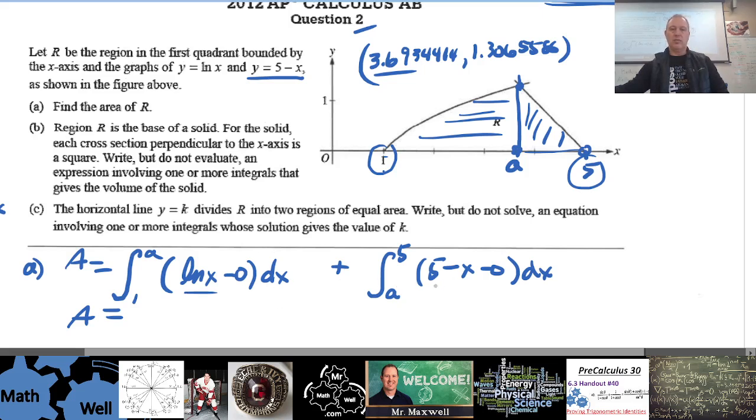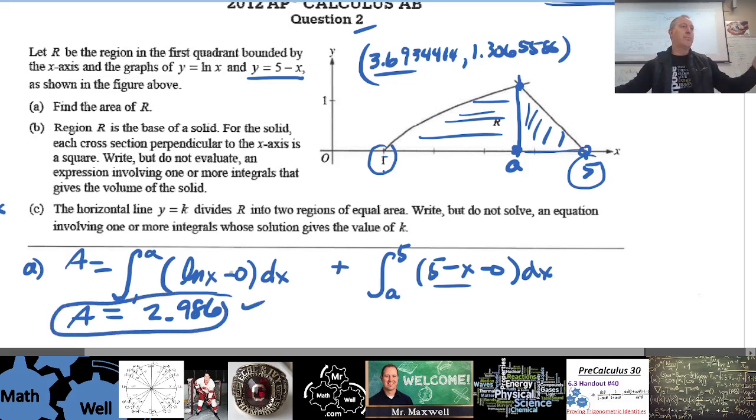And so our area there, without much ado, again, you can use your technology. This is easy to integrate by hand as well and evaluate. Should be about 2.986. Okay? So did you get that for an answer for A? We're all on the same page for A. Any questions about that? Okay. All right. So that's not too bad.